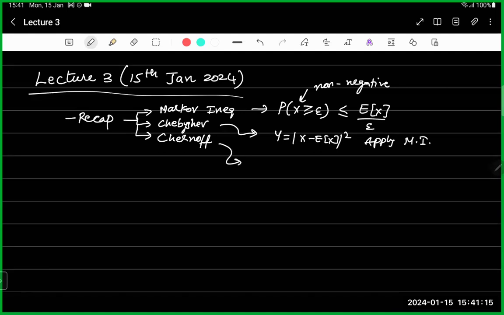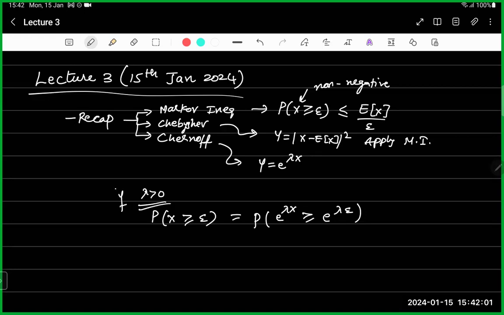And what is Chernoff bound? So you can apply Markov inequality on Y equal to e power lambda X. So is there any assumption on this Y? Yeah, so if you take lambda greater than 0, then probability X greater than or equal to epsilon is same as probability e power lambda X is greater than or equal to e power lambda epsilon. This is true only if lambda is greater than 0.